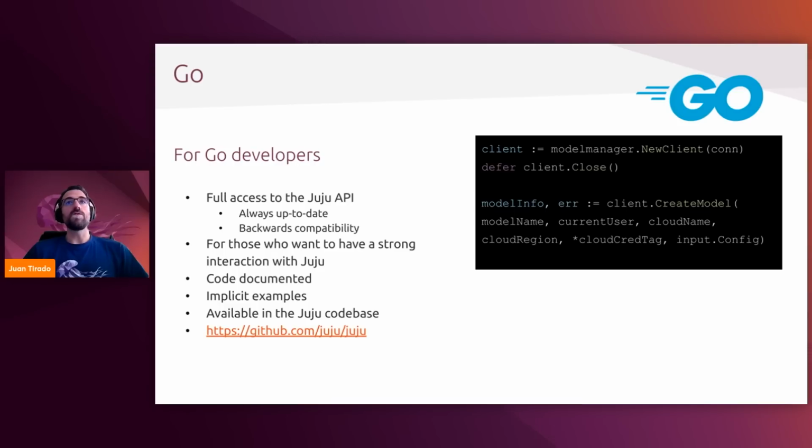So we recommend this access in Go for those who really want to have a strong interaction with Juju. The code is self-documented. It has implicit examples that can be found inside the code. Unfortunately, there are no external examples or documentation on how to work with this library. And everything is available in the Juju code base at the link I provided there, which is basically our GitHub repo. So as you can imagine, if you only want to interact with Juju for some reason in your project, you need to take the whole code base from Juju.